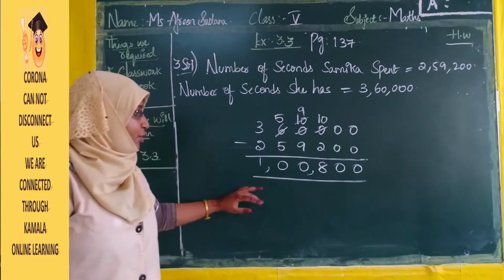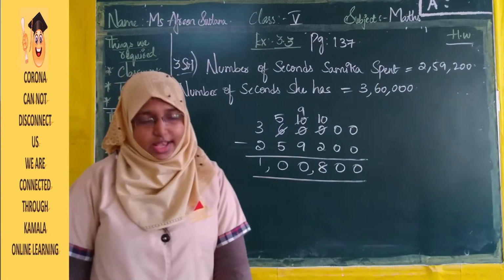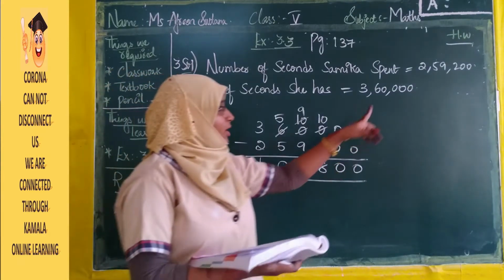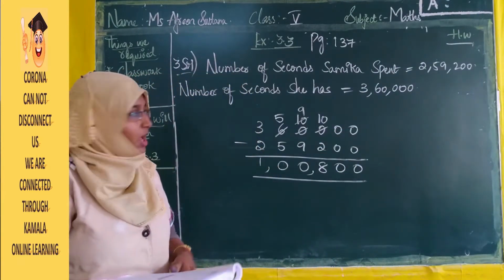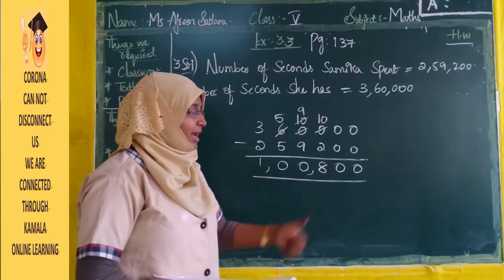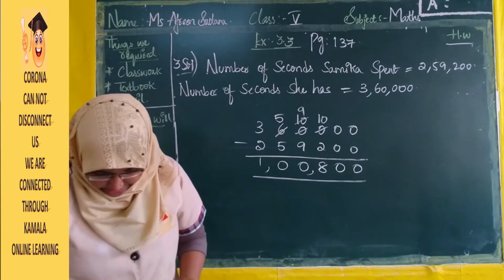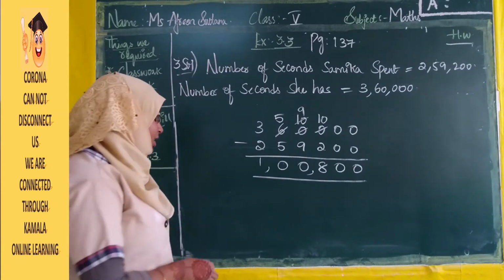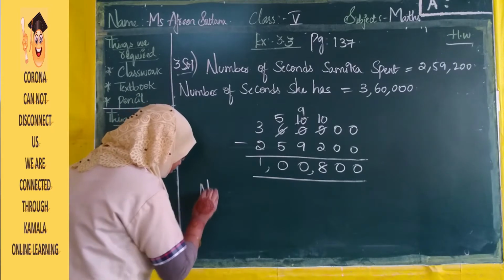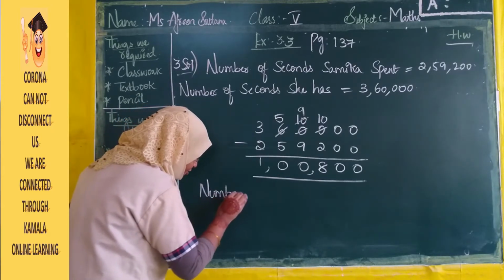How many seconds are left over? 1,00,800 seconds. So here Samika has spent 2,59,200 seconds. Out of 3,60,000 seconds, the number of seconds left is 1,00,800 seconds. So how much more time does she have? Number of seconds left.